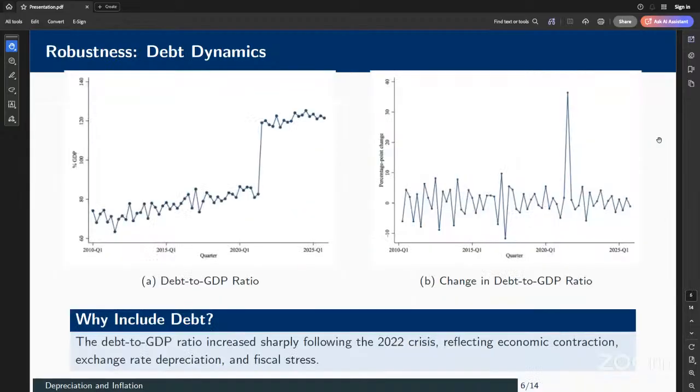Also, as a robustness check, the debt to GDP ratio increased sharply after the 2022 crisis. This increase reflects several overlapping pressures: economic contraction, exchange rate depreciation, fiscal stress, and so on. The reason for considering debt is that the crisis was not only an exchange rate crisis, it was linked to fiscal and debt vulnerabilities. So including debt dynamics helps check whether the main results are simply capturing fiscal stress.